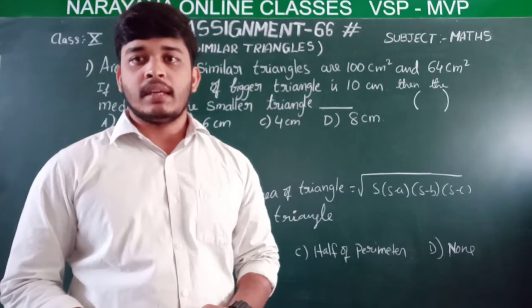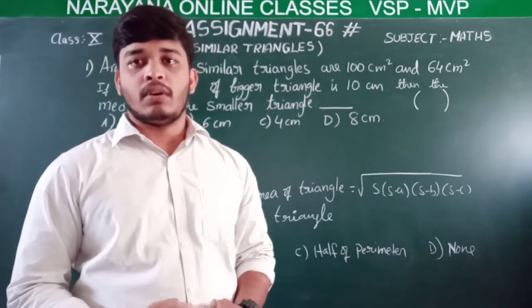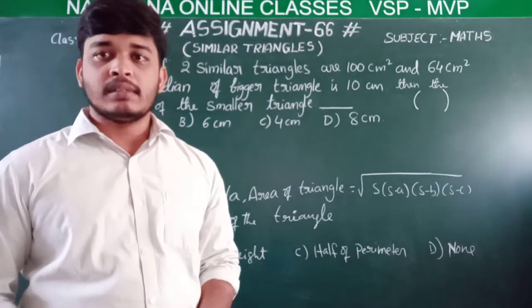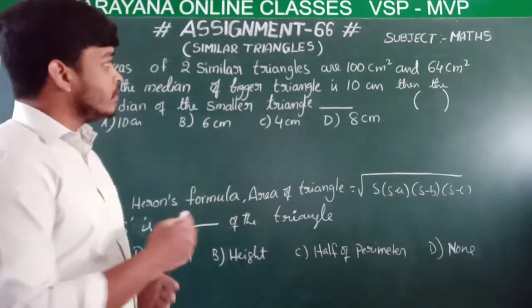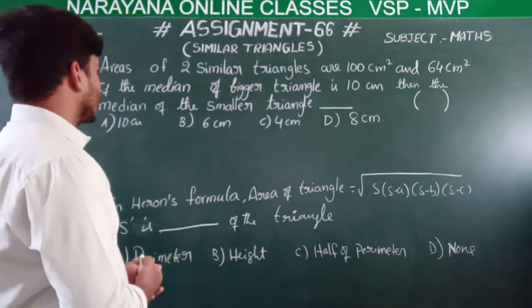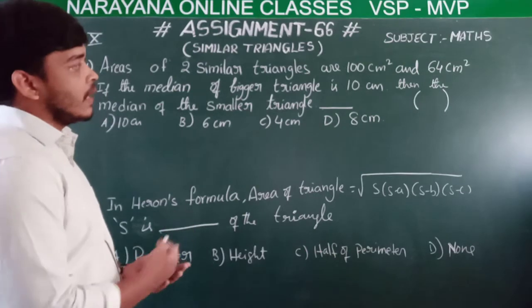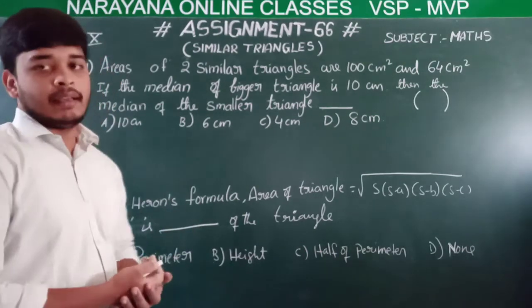Today we are discussing 10th standard mathematics assignment number 66 on the topic of similar triangles. Here the first question. Area of two similar triangles are 100 cm square and 64 cm square. If the median of bigger triangle is 10 centimeters, then the median of smaller triangle is.